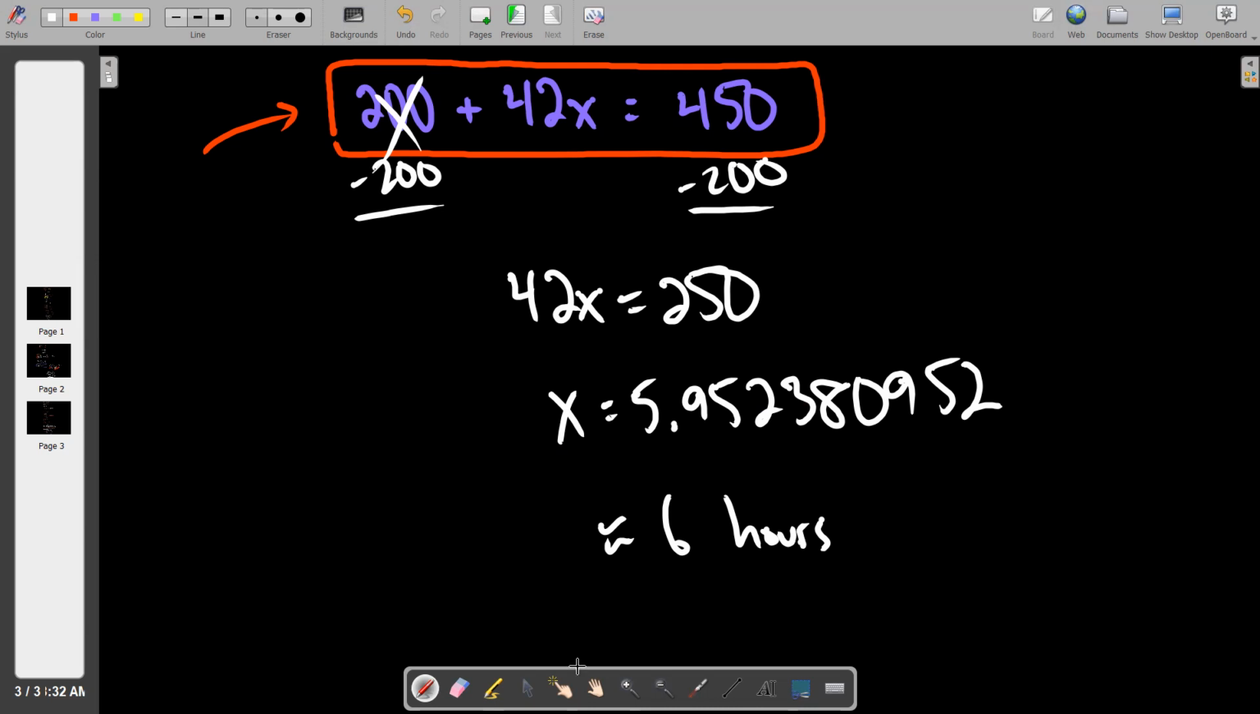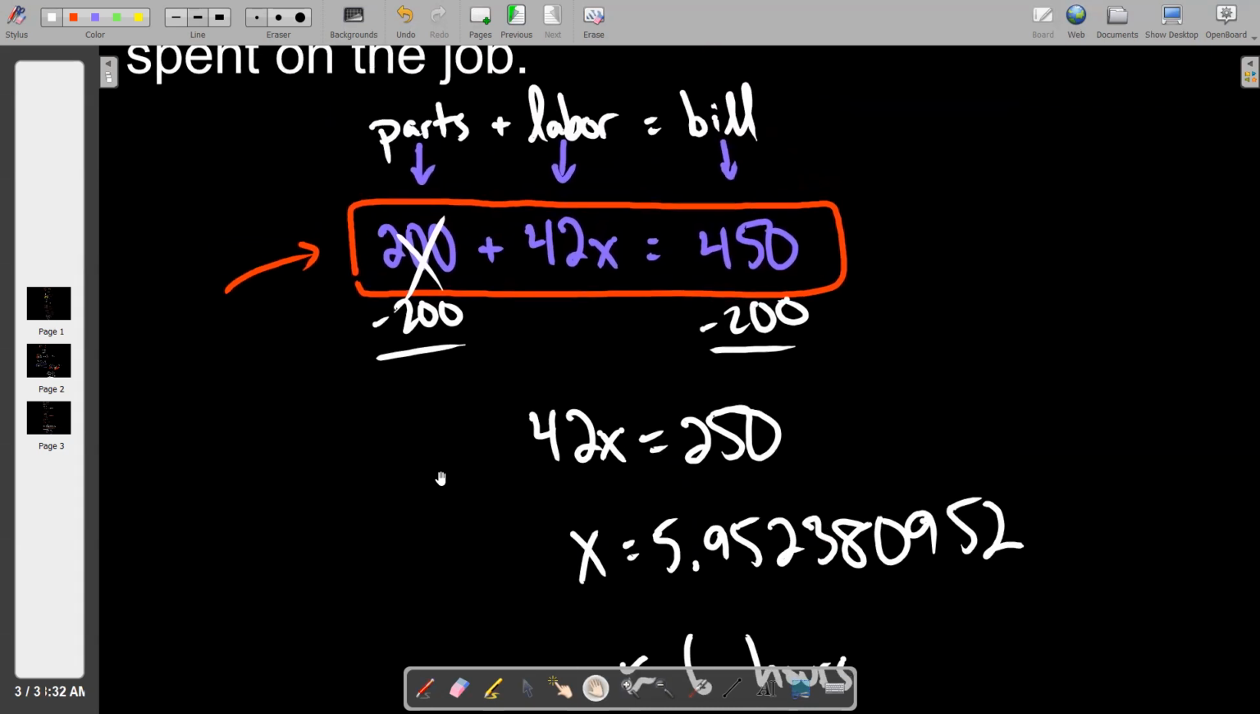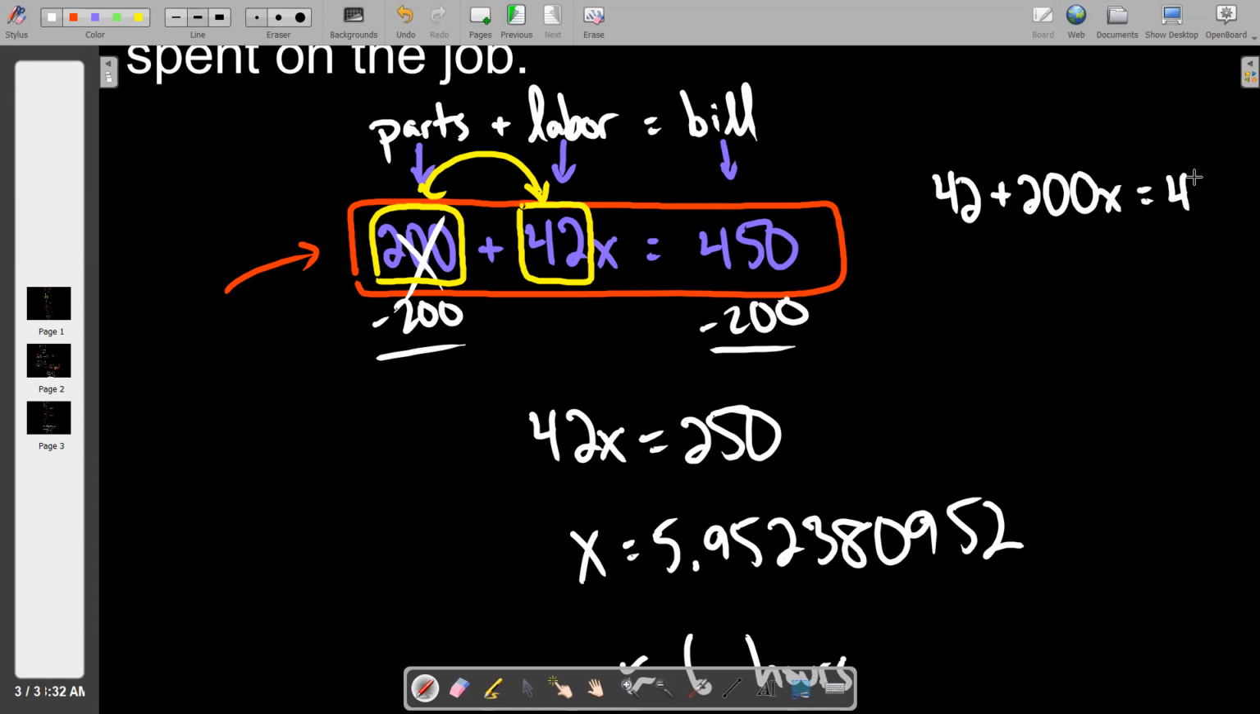The most common mistake that I see, having done this for a very, very long time, is that people tend to get these two numbers mixed up. And if someone wrote this equation over here, I'm not going to make fun of those people. I'm just going to ask you, what would they be saying if they did that? How much would the labor be in my white equation? $200 an hour, with the parts being only $42.